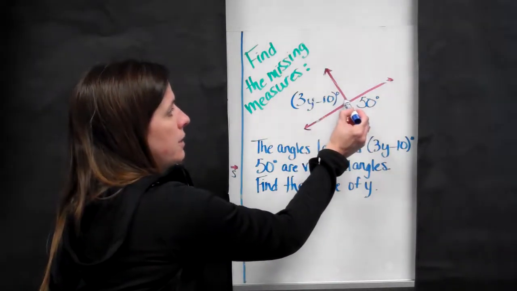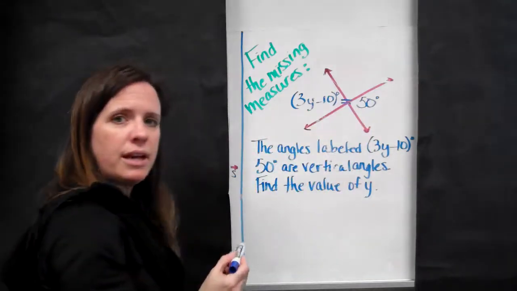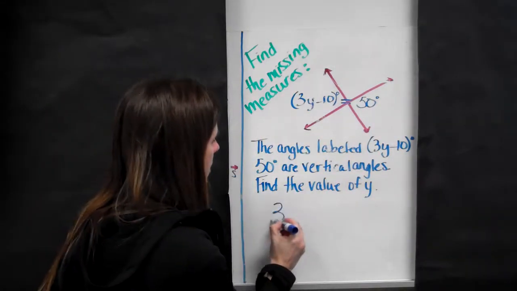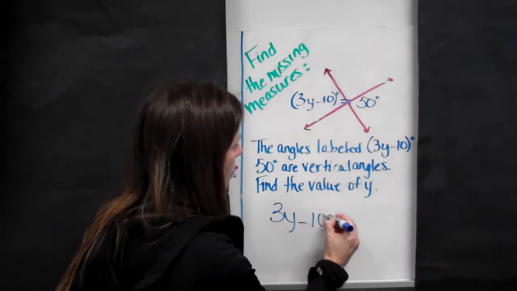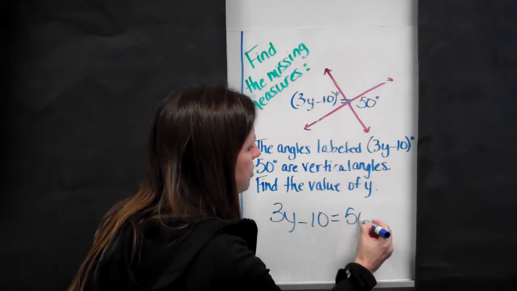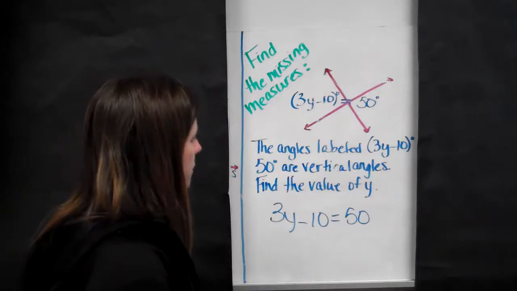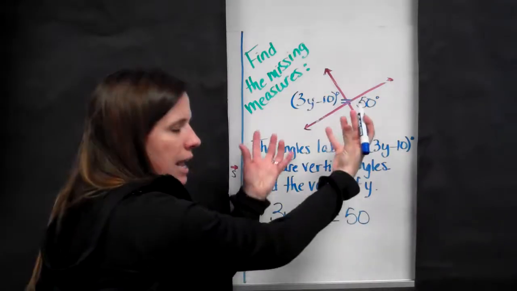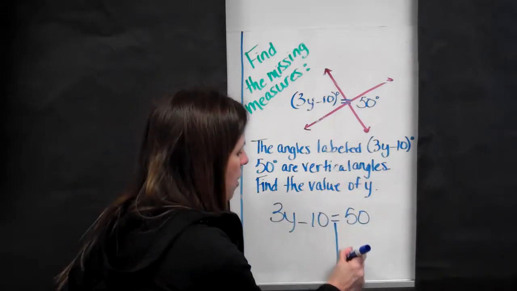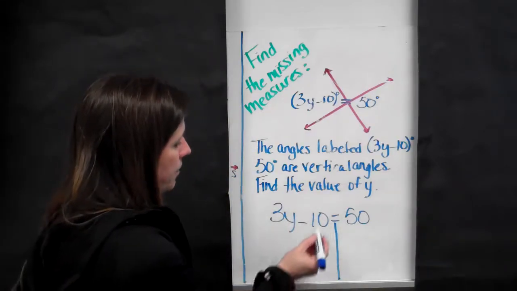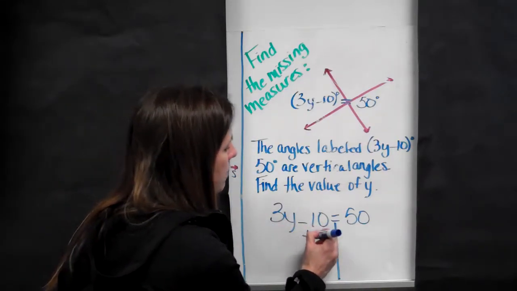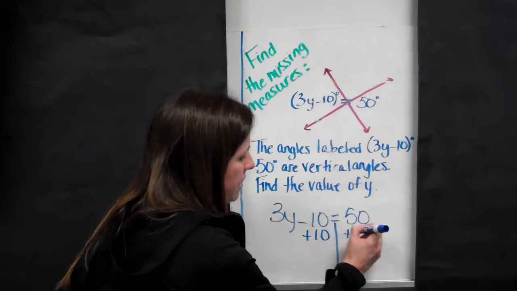Well, since we know that they're equal, we can put that equal sign between them and set up an equation to solve. So this is going back to our equations unit. In our equations work, we're going to have that as part of our geometry unit. Write your equation outside of the picture, draw your wall. First step to isolating the variable, move the constant. So we're going to add 10 to both sides.